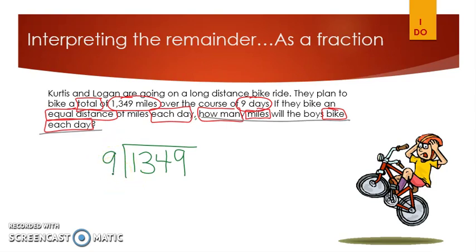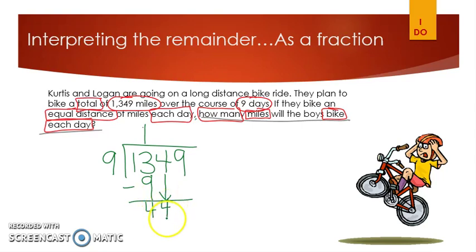So first we're going to ask ourselves, can 9 go into 1 equally? We know it cannot. So we're going to say 9 goes into 13 how many times? 9 goes into 13 one time. 9 times 1 equals 9. We're going to subtract, and we're going to bring down our 4. So 13 minus 9 is 4.